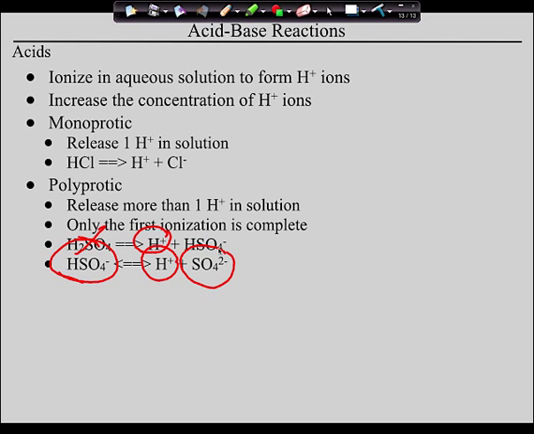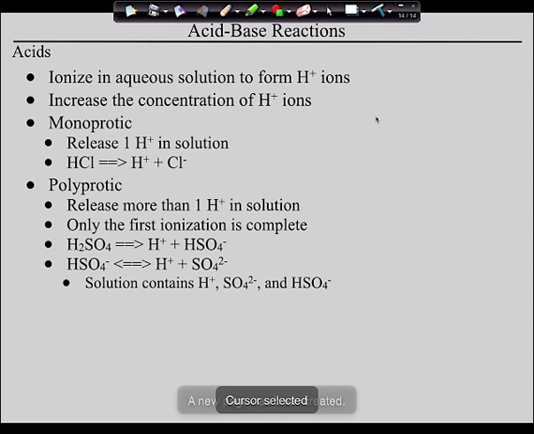The circled things are the things that you would have inside your battery. And that's actually listed for you here. You would have protons, sulfates, and bisulfates. You could just circle them if you'd like.